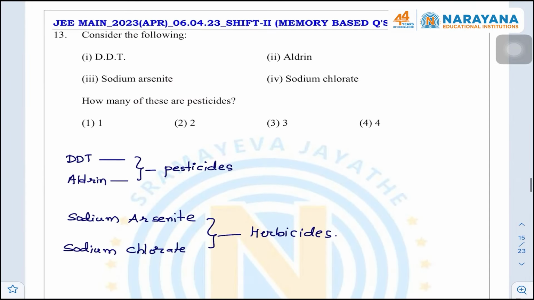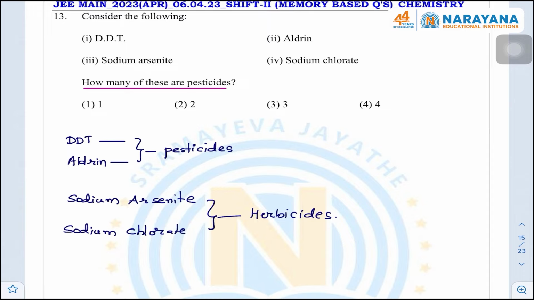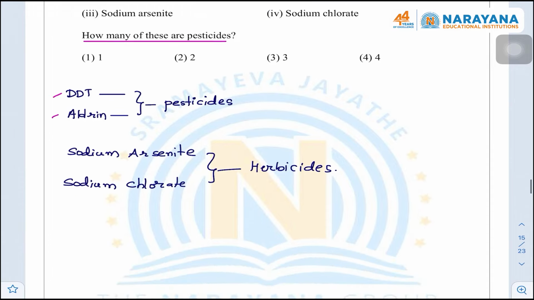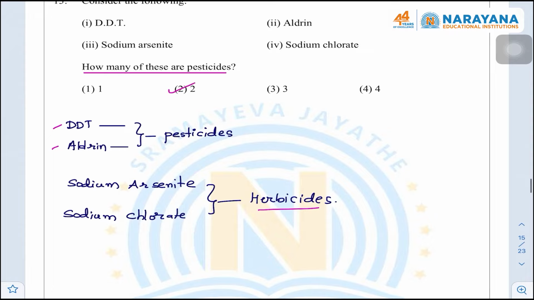So next, there are some compounds given. How many of these are pesticides? This is from environmental chemistry, a directly textbook based question. DDT and aldrin are pesticides. Sodium arsenate and sodium chlorate are herbicides. So in these four, two compounds are pesticides and two are herbicides.